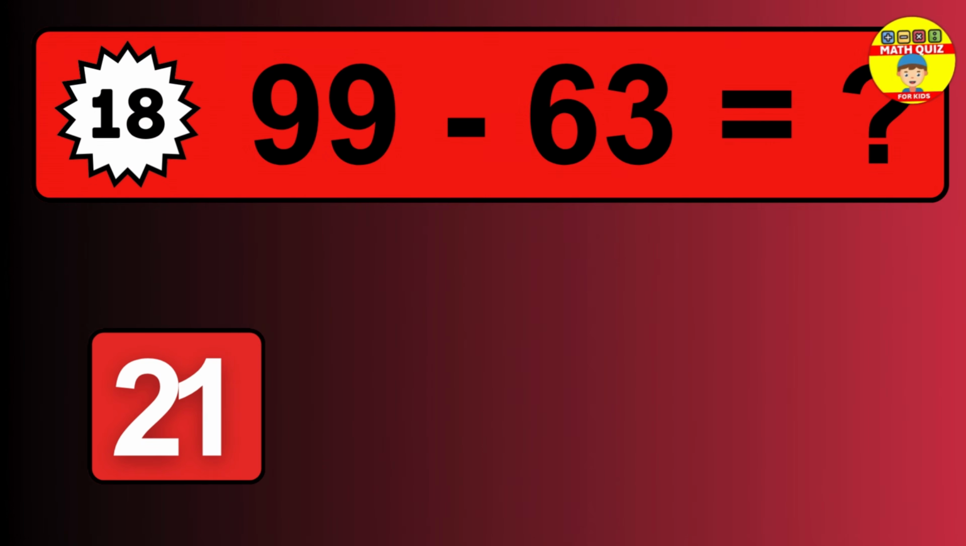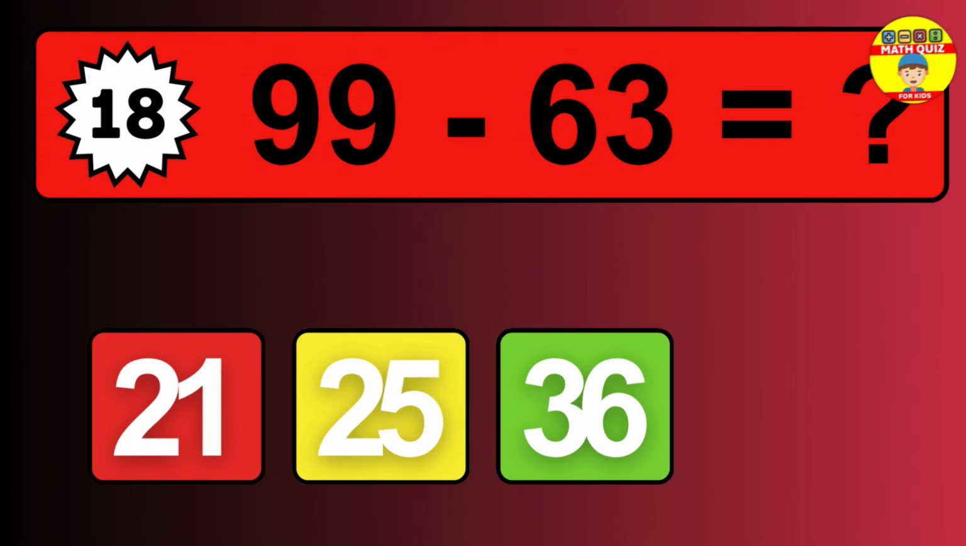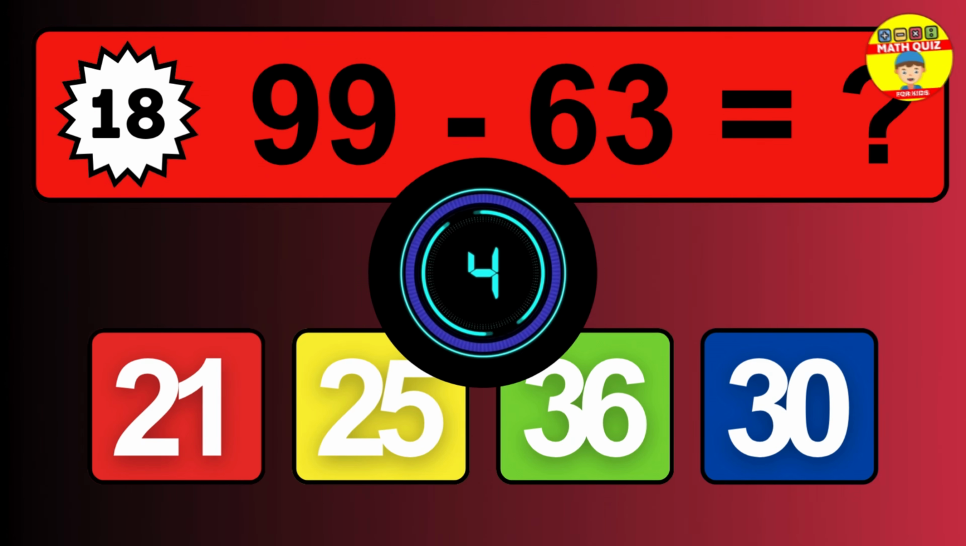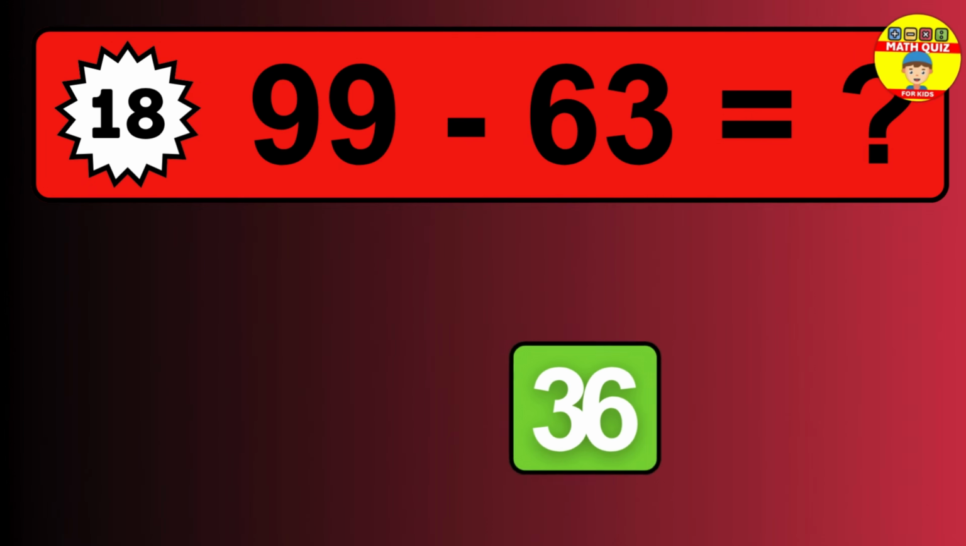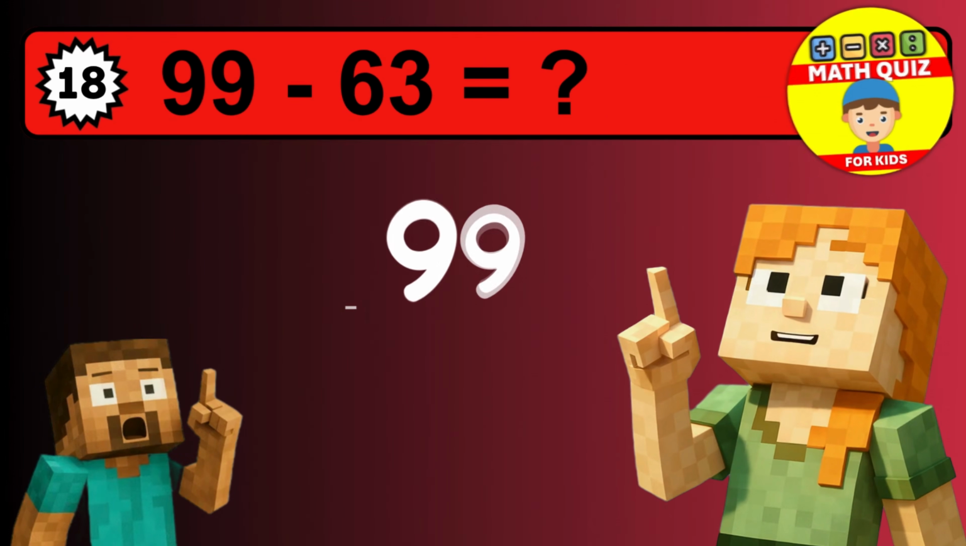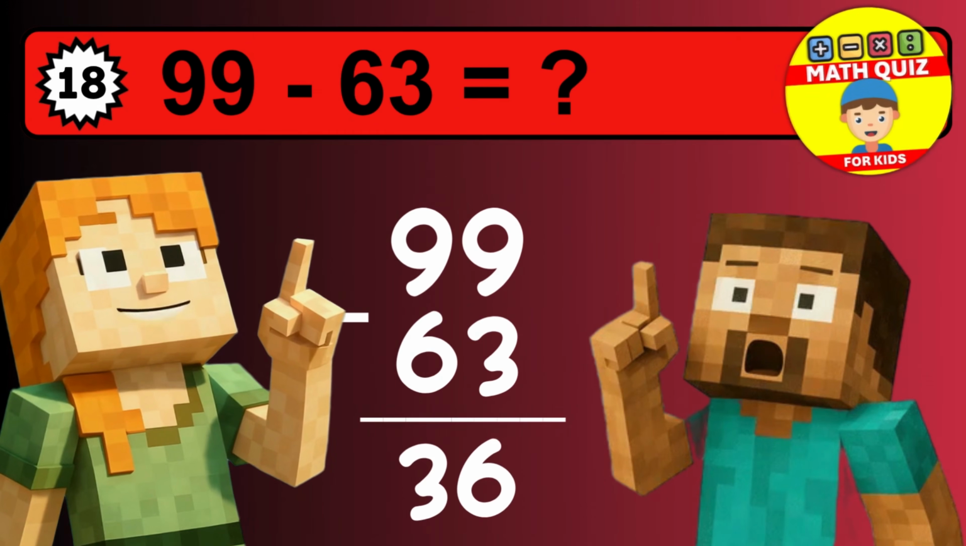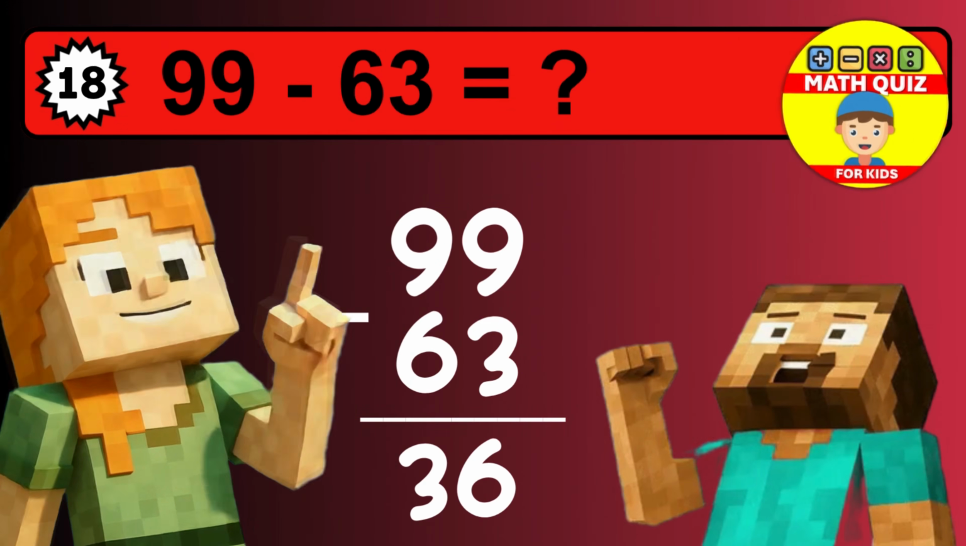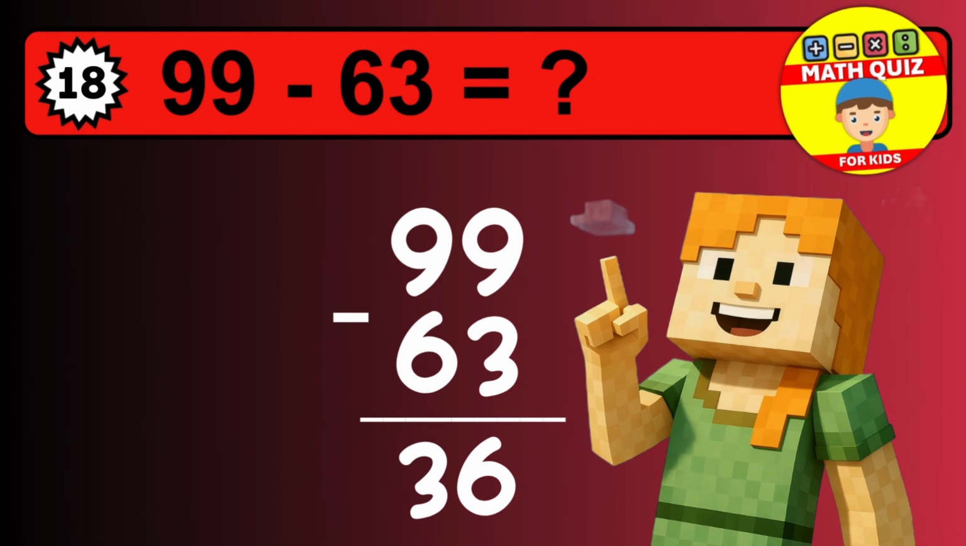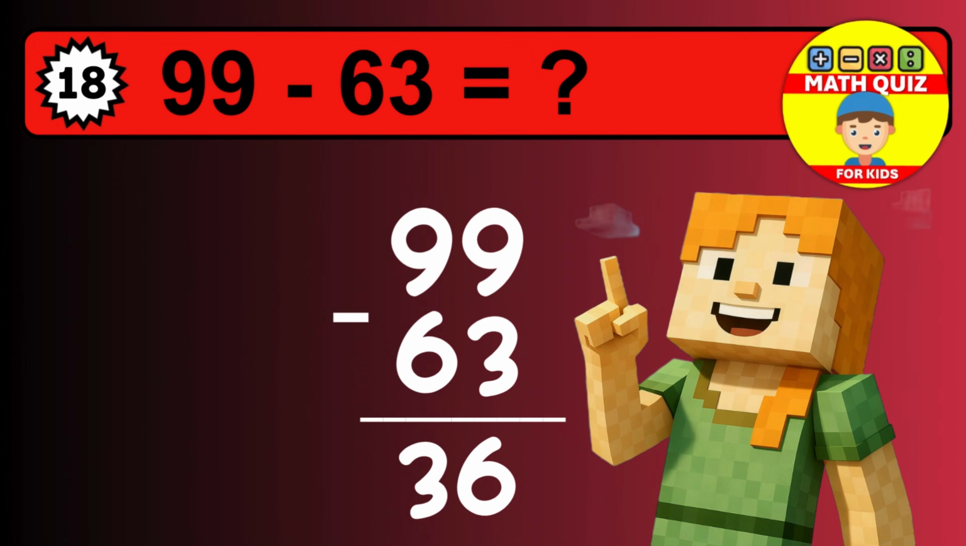What is 99 minus 63? Time to think. Let's solve this step by step. We start with the units. 9 minus 3 is 6. Then we go to the tens. 9 minus 6 is 3. The final answer is 36.